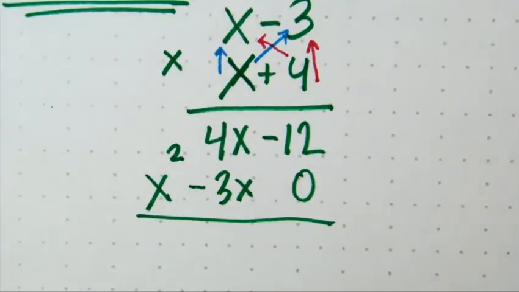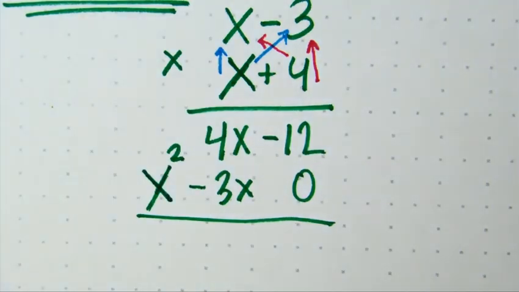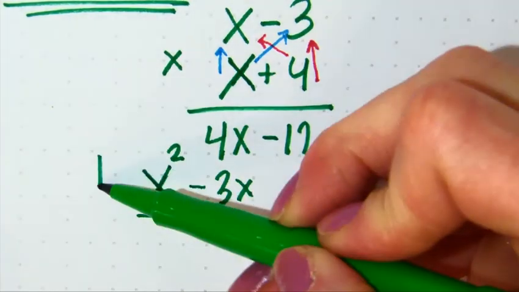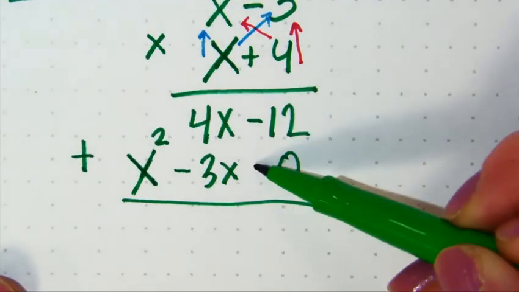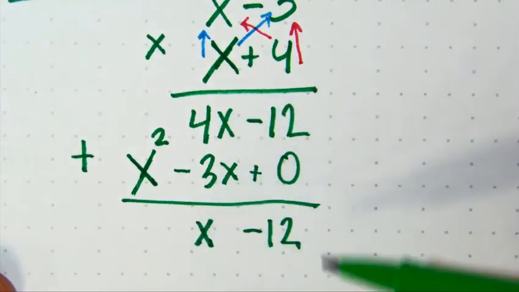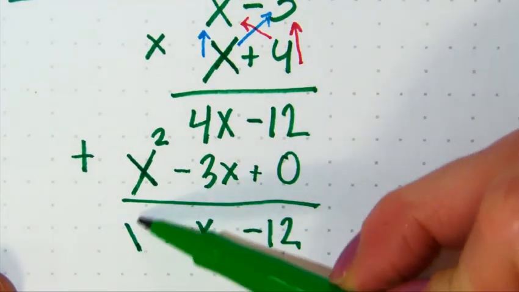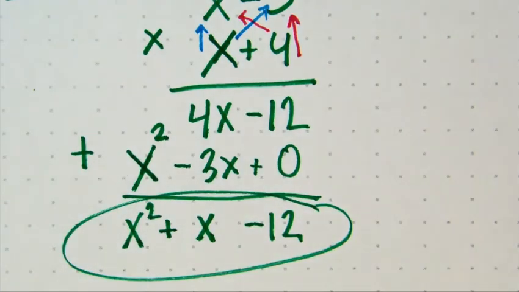I don't know why it looks so far away on the screen. And then all we do is we add like you did yesterday if you added vertically. -12 plus 0 is -12. 4x minus 3x is x. And you see, we got the same exact answer as we just did on the other example. It's just another possible process.